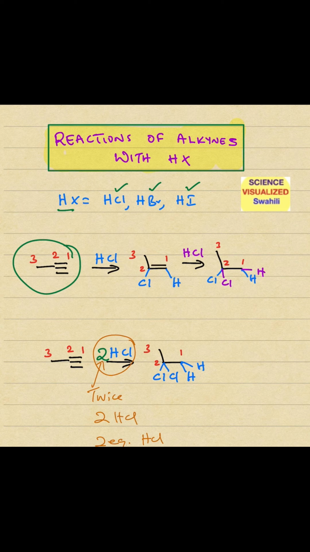That means you have more than one equivalent, and therefore you're going to have step 1 and step 2 together, and you end up adding the 2 hydrogens on carbon 1 and then the Cl on carbon 2, and again it follows Markovnikov.